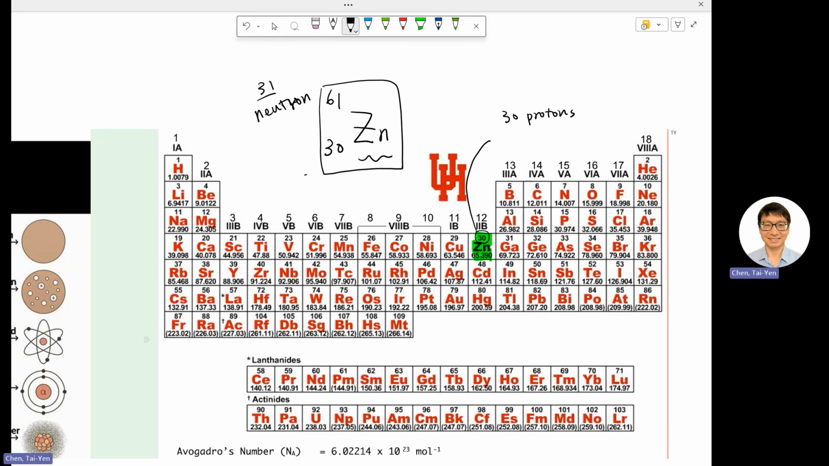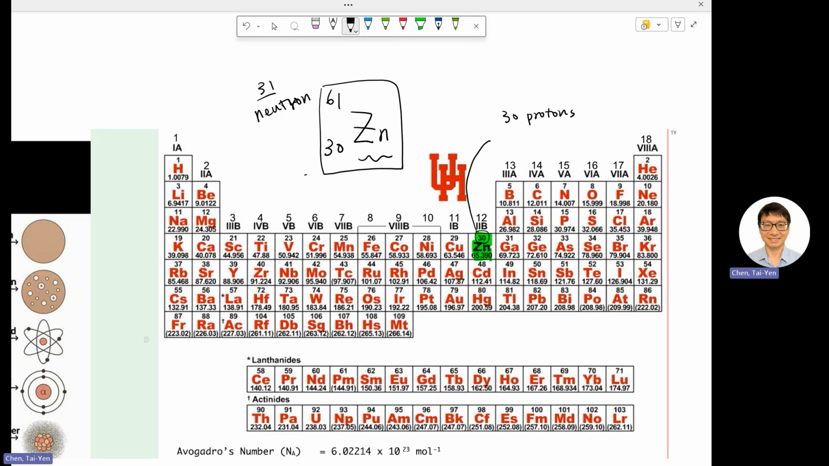This atomic symbol represents a specific condition, meaning the letter symbol is zinc, you have 30 protons, and the overall mass is 61. Then you have 61 minus 30, which equals 31 neutrons. So that is the first thing that we need to learn: if I give you the number of protons and the number of neutrons, you write out its atomic symbol.